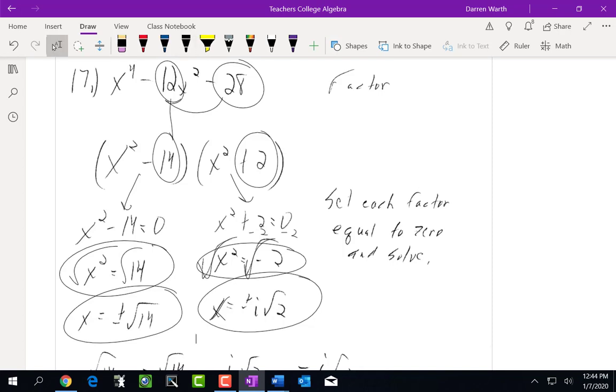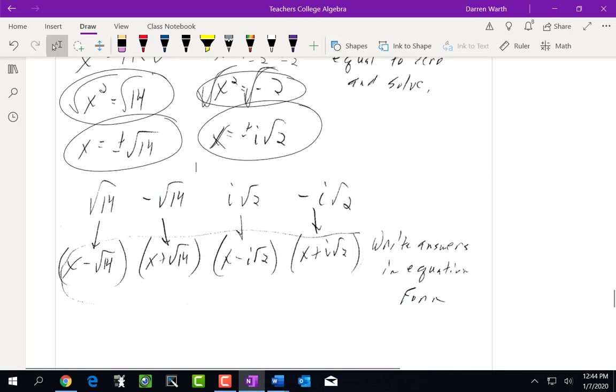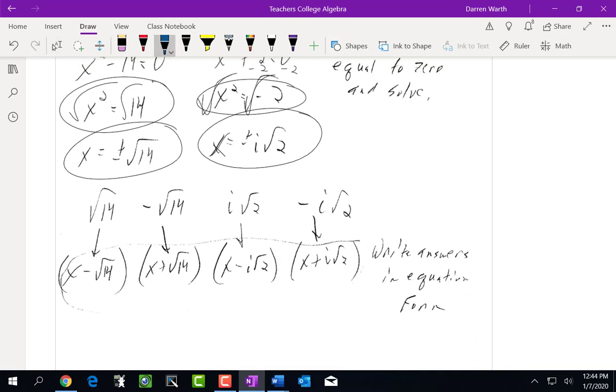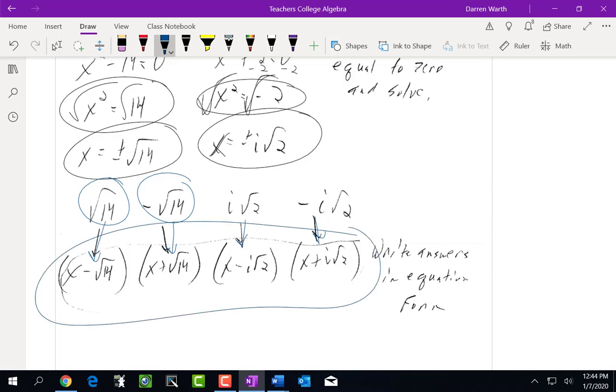So now to write those into equations, remember I just change my signs. So here's my square root of 14. That'd be x minus the square root of 14. Negative square root of 14 would be x plus the square root of 14. I got i square root of 2, so that'd be x minus i square root of 2. And negative i square root of 2 would be x plus i square root of 2. So those are written in equation form. So from answer form to equation form.